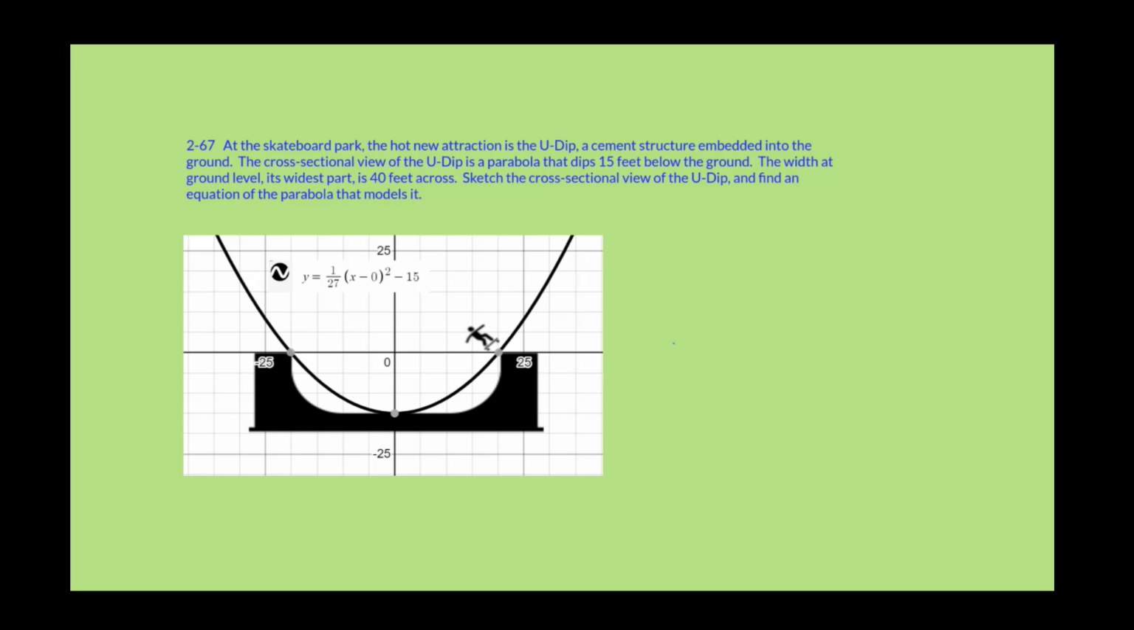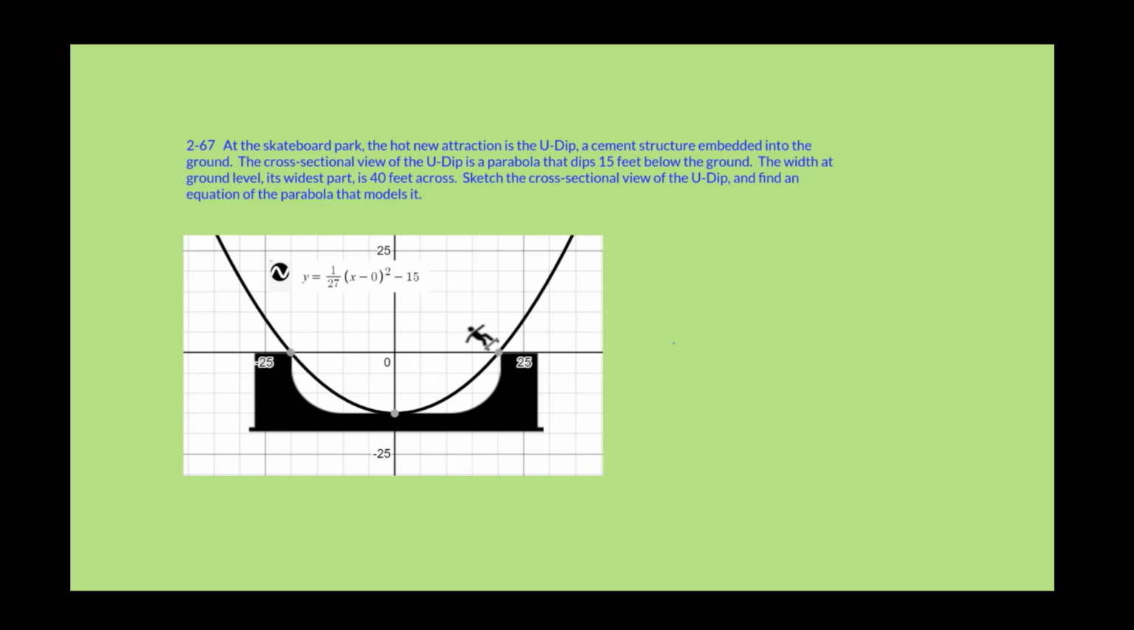The hot new attraction is the U-dip, a cement structure embedded into the ground. The cross-sectional view of the U-dip is a parabola that dips 15 feet below the ground, and the width at ground level at its widest part is 40 feet across. So if you take a look at what I drew here, I wish I could say I drew that. I didn't draw it. I just copied it on.